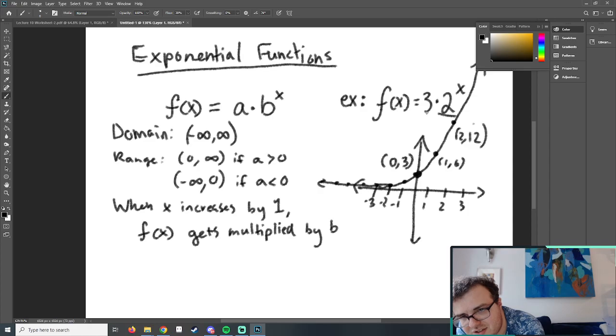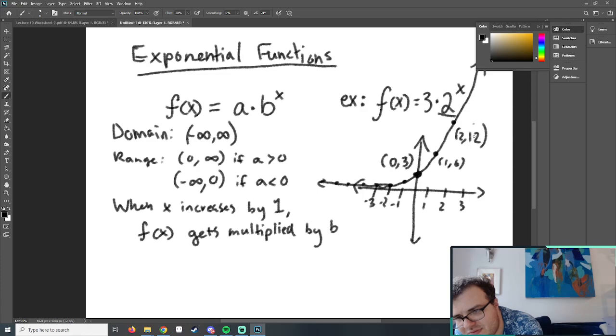moving 1 unit to the right on my graph means that I'm increasing this x from a 0 to a 1, so I get 3 times 2, so that doubles my y value, right? 3 times my b value here is going to be 6. Here, if I move 1 unit to the right again, I'm going to multiply by my b value of 2 again, and so my 6 will turn into a 12.